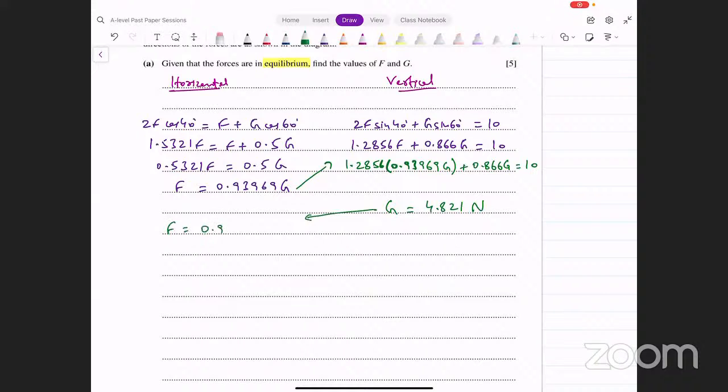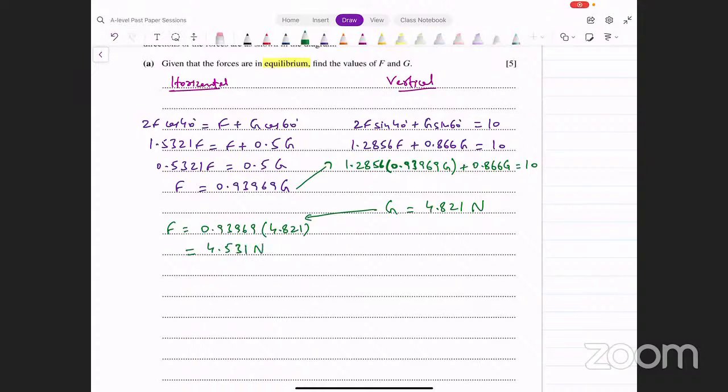That's 0.93969 multiplied by 4.821. And we get 4.531. This is the value of f. ये हमारे पास f और g आ गई.